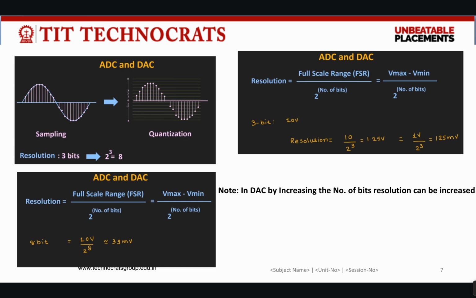So for 3-bit, if the full scale range is 10 volt, the resolution is equal to 10 by 2 to the power 3, that is 1.25 volt. It can also be written as 125 millivolt.